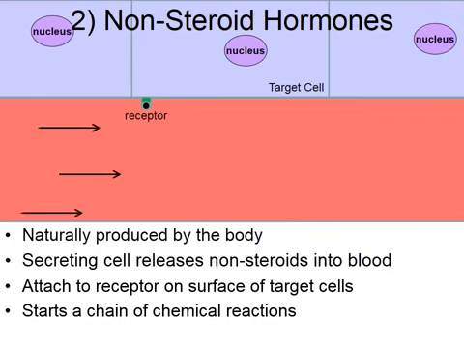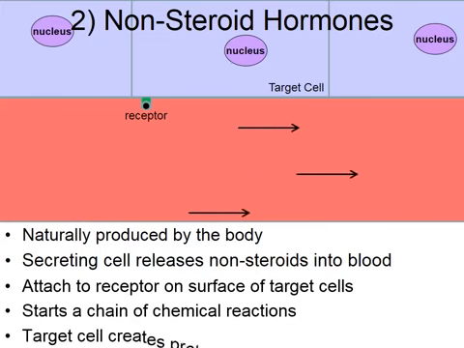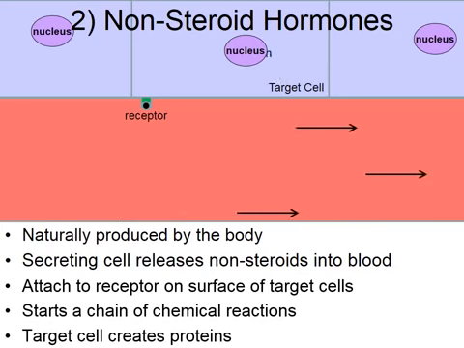What the non-steroid hormone does is that it initiates a series of chemical reactions. For instance, chemical reaction A will be triggered, which leads to chemical reaction B, which leads to chemical reaction C, and the products eventually make their way into the nucleus and will activate genes in the nucleus, which will cause the target cell to create a bunch of proteins. So the end result is kind of the same in that non-steroid hormones as well as steroid hormones trigger the target cells into making proteins.